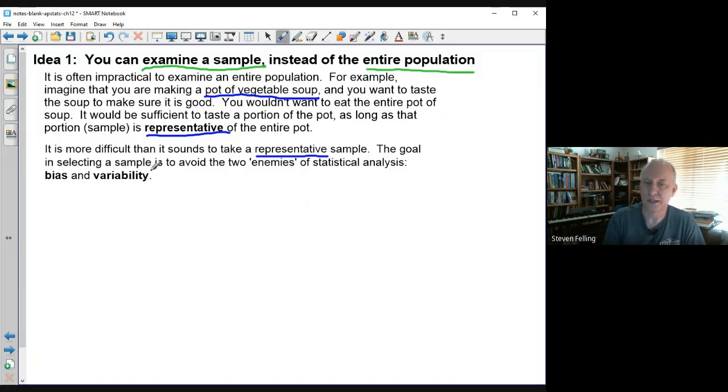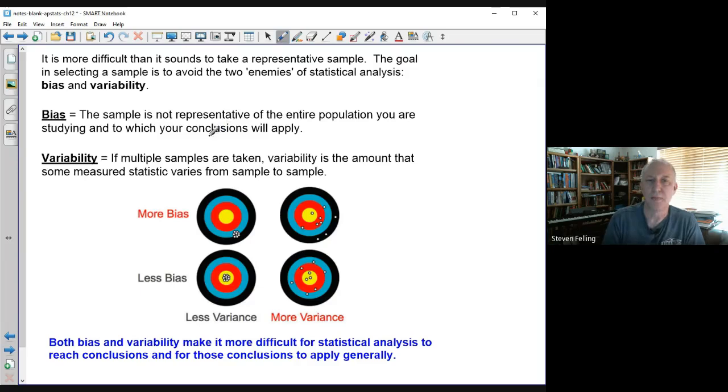The goal in selecting the sample is to avoid the two enemies of statistical analysis: bias and variability. So we're going to talk about both of those. What is bias? What is variability? Okay, so bias is if the sample itself is not representative of the entire population. It's representative of maybe a portion of the population, but it's a portion that doesn't represent the whole population, right? And so that would be a bad thing, right?